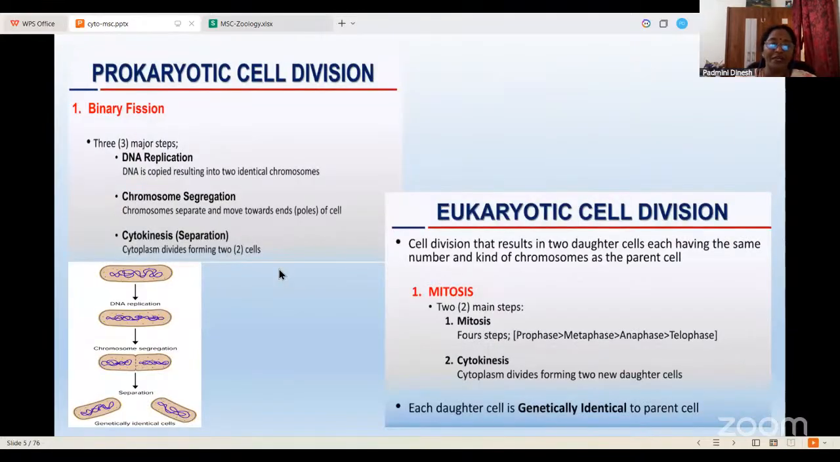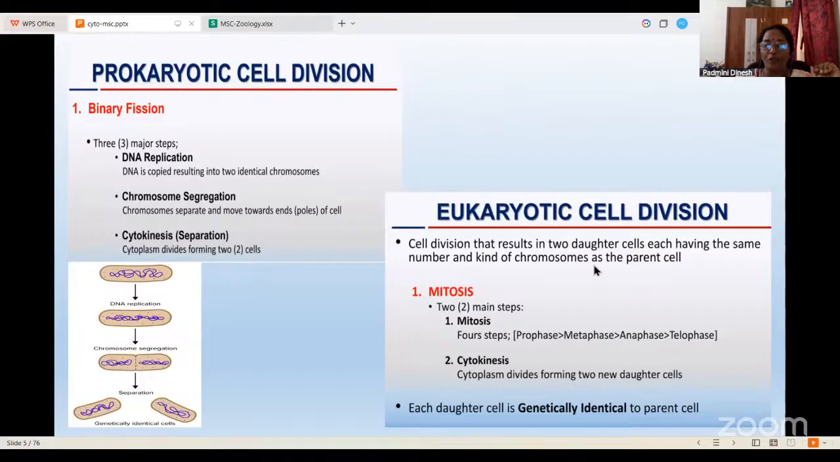So when you're talking about cell division, you first have to understand the difference between prokaryotic cell division and eukaryotic cell division. In prokaryotes, of course, we all know that they undergo binary fission in three major steps: DNA replication, segregation, and separation. So this is what you find in binary fission.